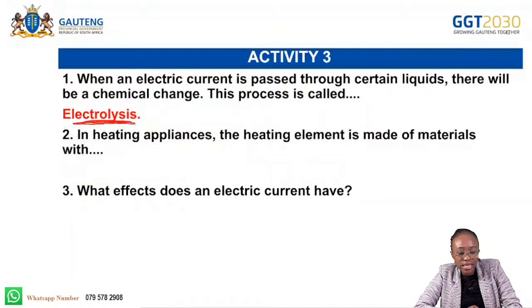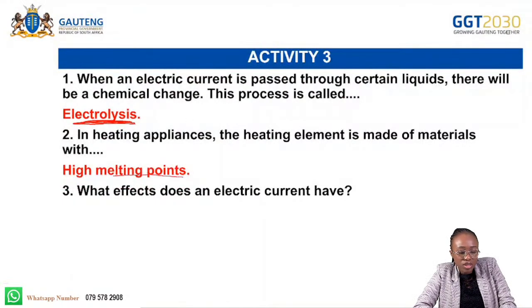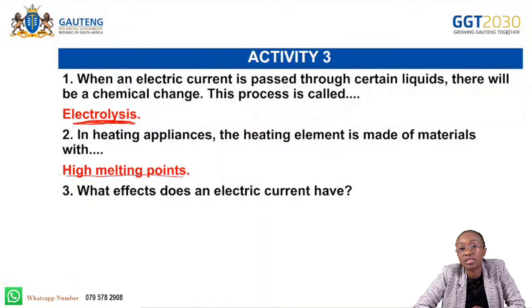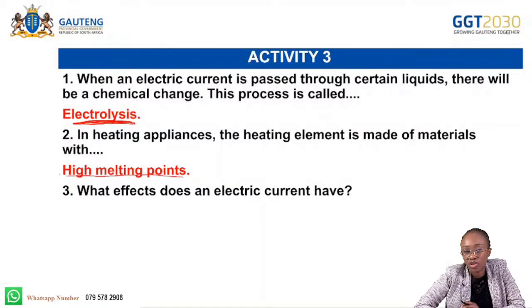And then in heating appliances, the heating element is made of materials with high melting point. So the material that you use, if you want to choose a material as a conductor or as a resistor, it has to have certain specifications, or certain physical properties. And in heating appliances, the material needs to have a high melting point so that it doesn't melt. Imagine if the element in your kettle just melted after reaching a particular temperature.